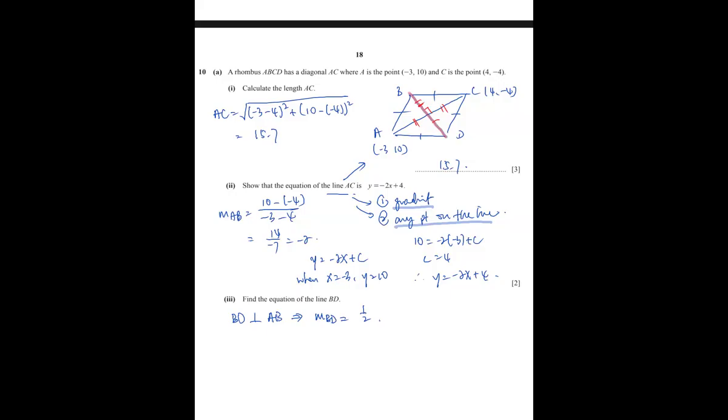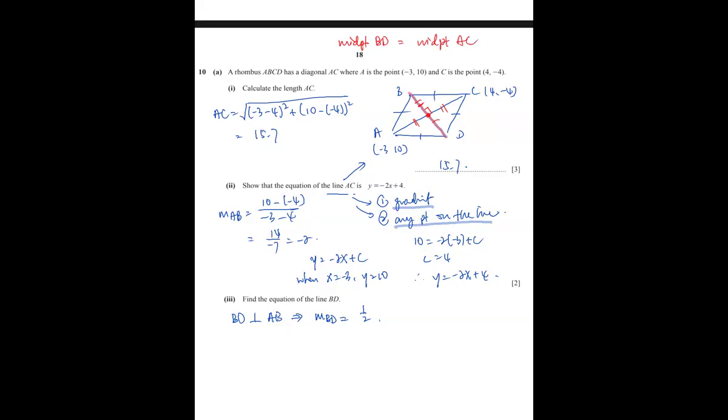Okay, next, we need a point. The second property, where the diagonals bisect each other, means that the midpoint of AC is the same as the midpoint of BD. Okay, I write it down. So the midpoint of BD is the same as the midpoint of AC.